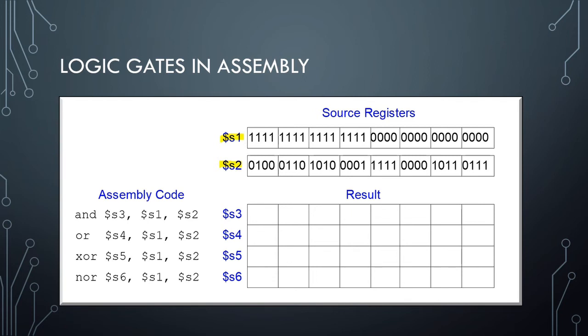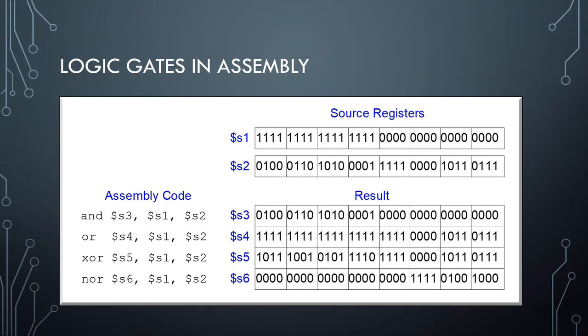These registers contain some data. We have 8 different nibbles of data in here. Down here we have different assembly codes that we can use. This AND code is saying that we're going to AND the values in register 2 and register 1, and store those in register 3. I'm going to populate all the values for the table.